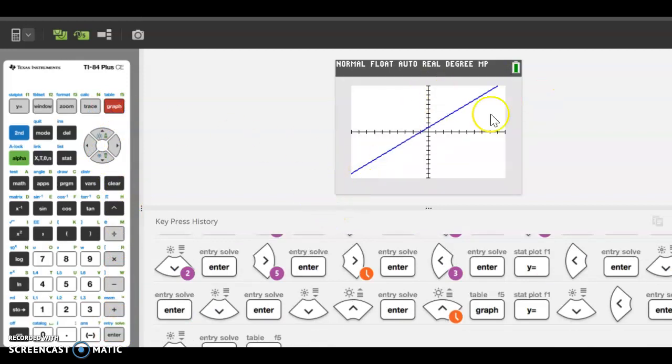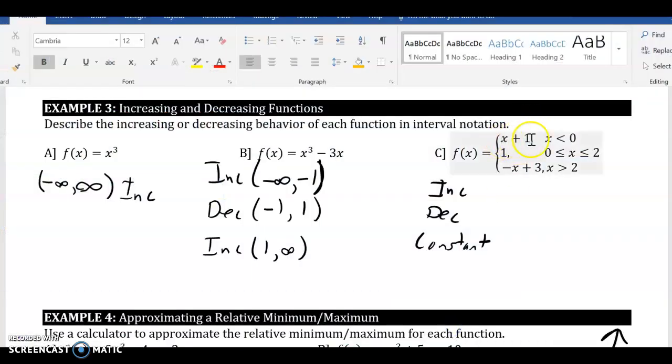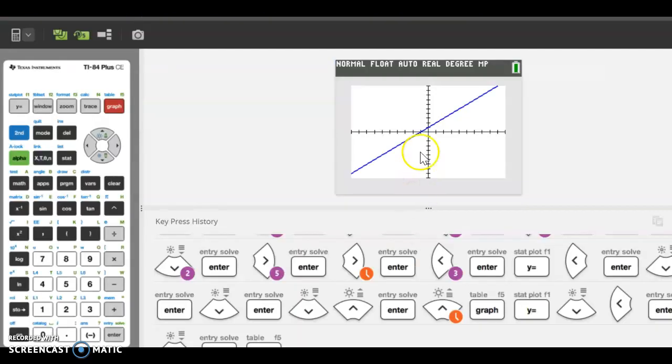So here's your first graph, the blue one. We don't want this whole graph. We only want a certain piece. So when I look at the piece that we want, the blue one is x plus 1. We want it from 0 and to the left, less than 0. So if you look at the graph, this is an increasing function. As you go from left to right, it increases.